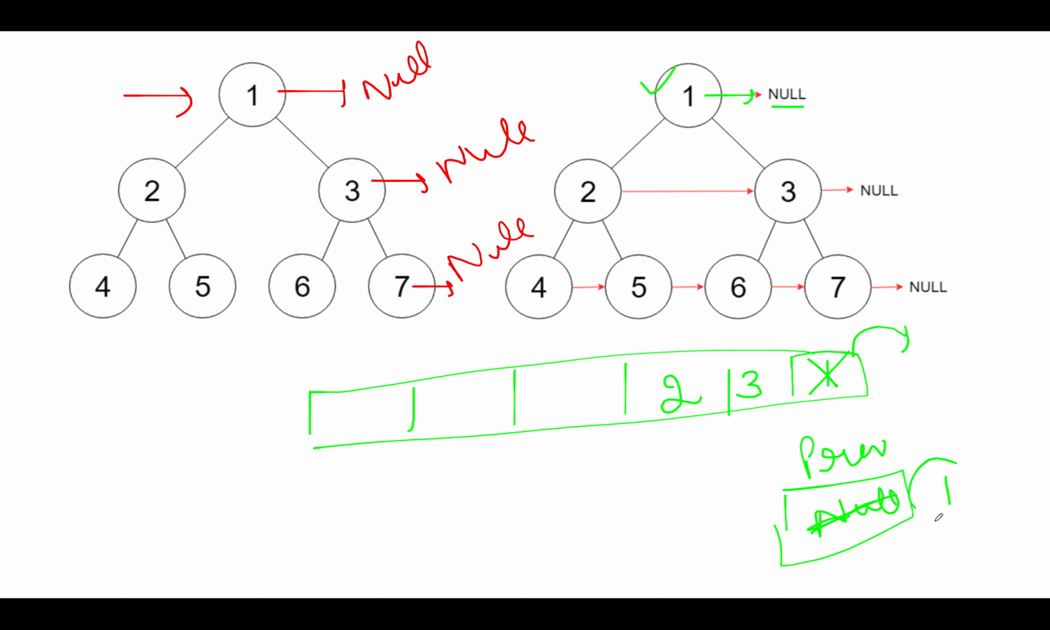We'll also observe that we are done with the iteration at the 0th level. That means we'll reset the previous node back to null. So the previous node gets reset back to null. Now let's again start the iteration.